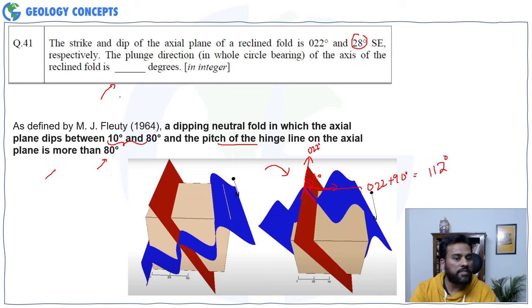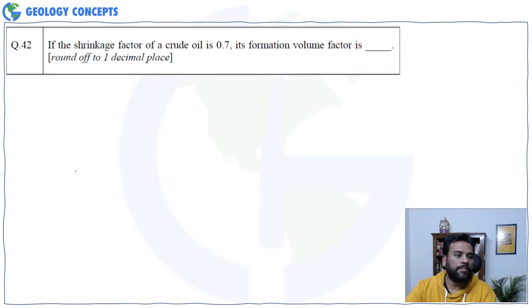So here the answer will be 112. So remember this, that the plunge direction of the hinge line is perpendicular to the strike direction of the axial plane in case of a reclined fold, right? So this is the definition of a reclined fold. So the answer here will be 112 degrees.